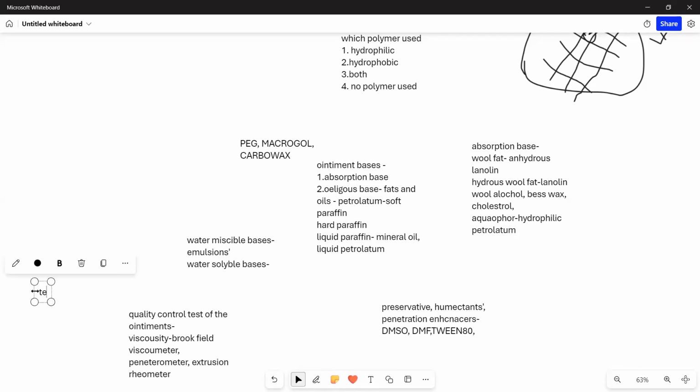The next test is the test for absorption in ointments. Could you please tell me the names of the tests used for the absorption of ointments? Come on, guys, you have to be quick. Diffusion cell method. Also used are the Bliss test and the Johnson test. These are the tests of absorption.